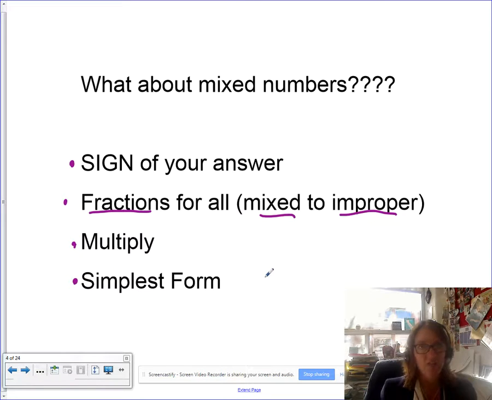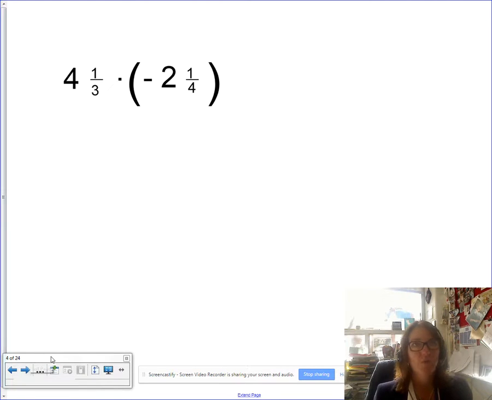So the key here is deal with the sign, get everything into fraction form. That means if you've got to turn things into improper fractions, go to town. And here we go. Let's take a look at this guy. 4 1/3 times -2 1/4. The first thing I'm going to ask is, what's my sign? They're different, so let's make it negative.